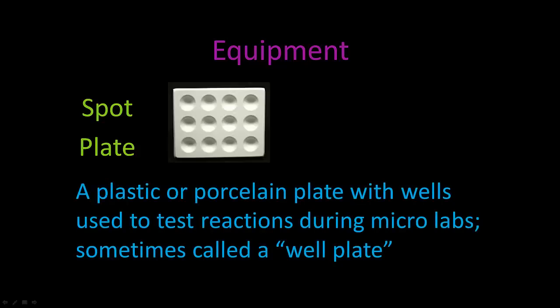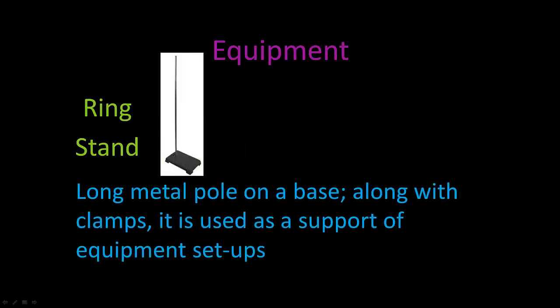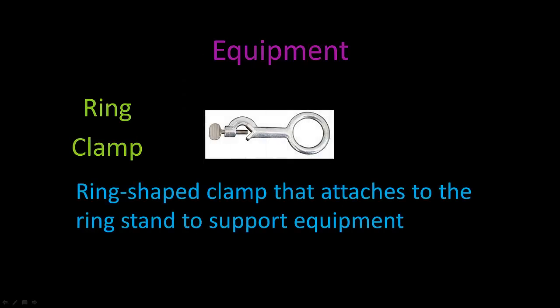A spot plate is a plastic or porcelain plate with wells used to test reactions during microlabs, sometimes called a well plate. A ring stand is a long metal pole on a base. Along with clamps, it is used as a support of equipment setups. Ring clamp is a ring-shaped clamp that attaches to the ring stand to support equipment.